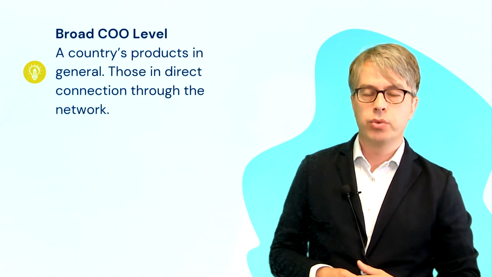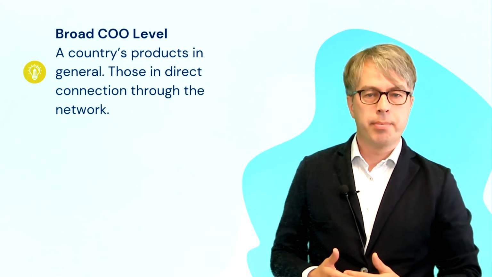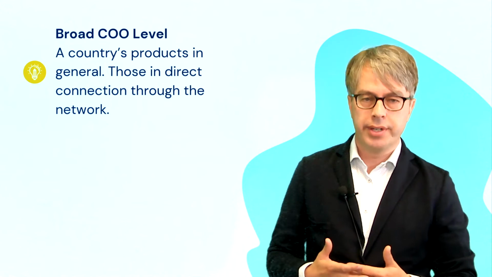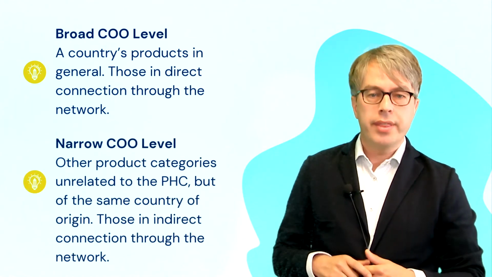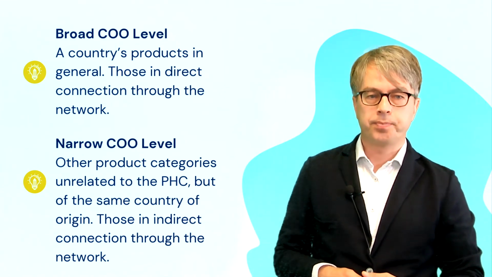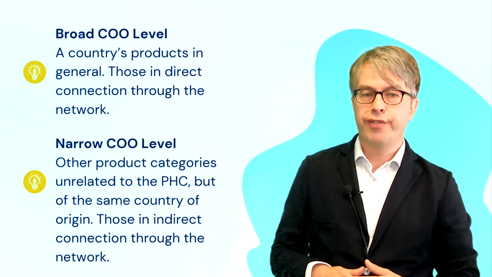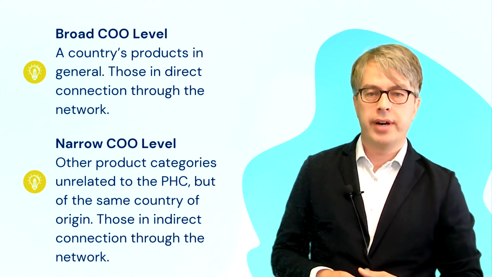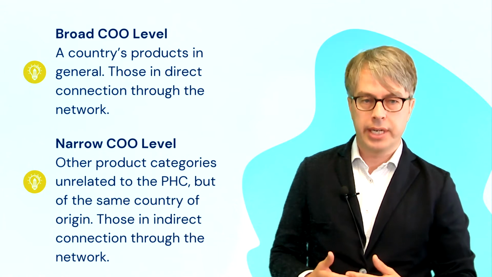Before we continue, it is important to specify that in this study we distinguish between the broad level and narrow level in spillover of attitude deteriorations. The broad category refers to a country's products in general, for example, Japanese products. In other words, those that are directly connected through the network. The narrow level refers to other product categories unrelated to the PHC, but of the same country of origin. For example, Japanese sneakers affected by a PHC involving Japanese electronics. These two, on the other hand, are in indirect connection through the network.